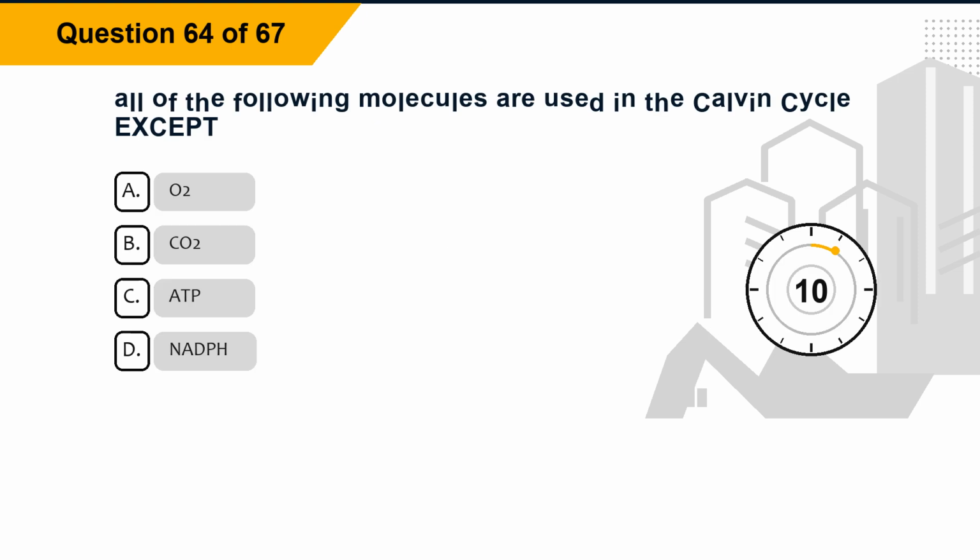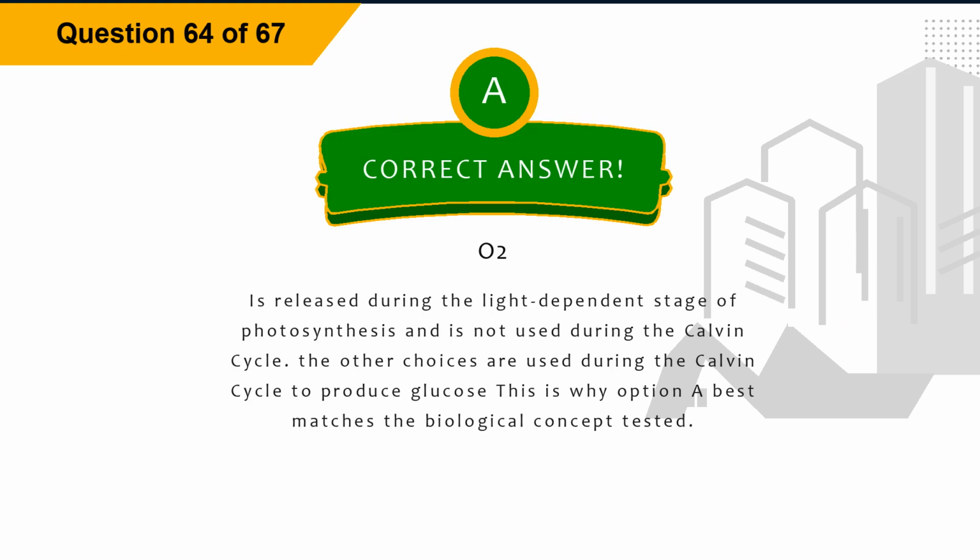Question 64. All of the following molecules are used in the Calvin cycle except option A, oxygen. Option B, CO2. Option C, ATP. Option D, NADP. The correct answer is option A, oxygen. Explanation. Oxygen is released during the light-dependent stage of photosynthesis and is not used during the Calvin cycle. The other choices are used during the Calvin cycle to produce glucose. This is why option A best matches the biological concept tested.